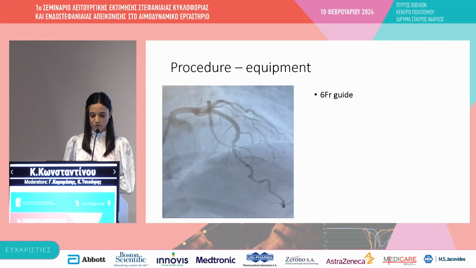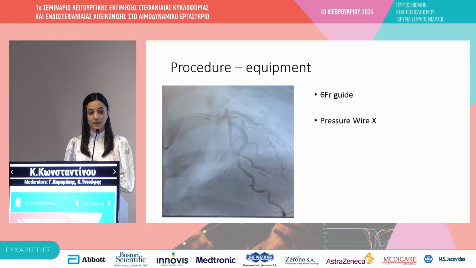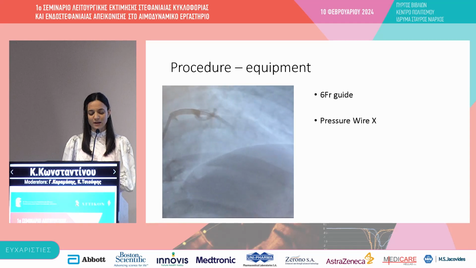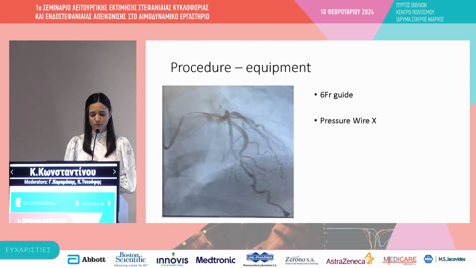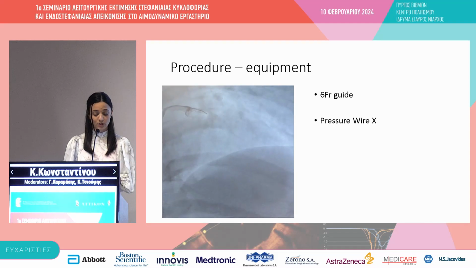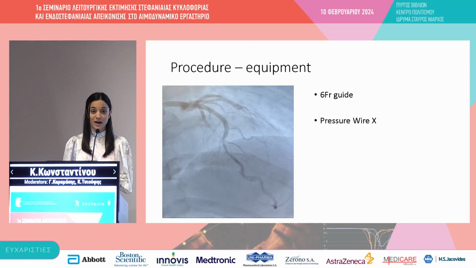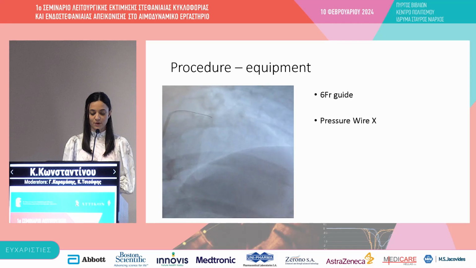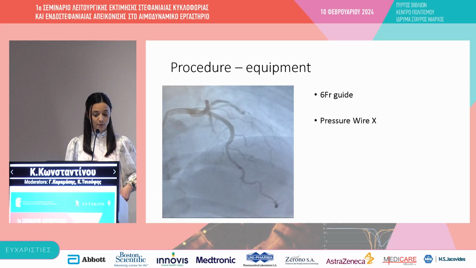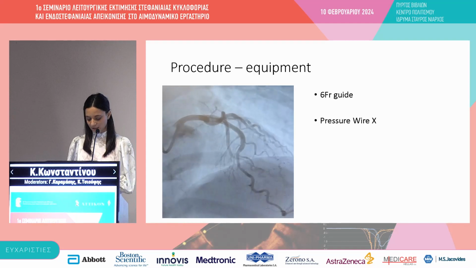So how do we do the procedure? We use 6 French guides, and generally we perform the assessment in the LAD, unless there's a reason not to do it. For example, we've had a couple of occasions of elderly patients with a lot of tortuosity in the LAD, making it difficult for a pressure wire to go down. In those cases, you can interrogate the circumflex, and less commonly, you can interrogate the right coronary artery if you can't put a pressure wire down the left system, or if everything in the left system is normal and you still have a very high level of suspicion of some abnormality. But generally, in, I would say, 99% of the cases, we interrogate the LAD.